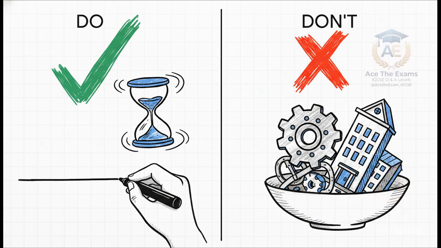First, do write legibly in your ledger accounts. Examiners report every single year that poor handwriting makes it literally impossible to award method marks. Second, do manage your time based strictly on question weightage. Please don't spend 20 minutes agonizing over a 3-mark question. And finally, the absolute biggest don't. Do not mix up your revenue and capital items. Misclassifying a capital receipt as a revenue receipt will completely throw off your entire income statement and your statement of financial position. You have to stay incredibly disciplined here.